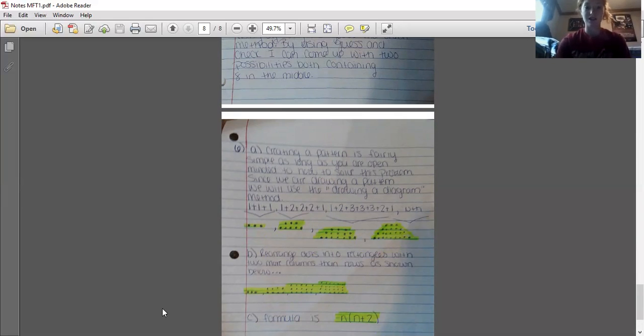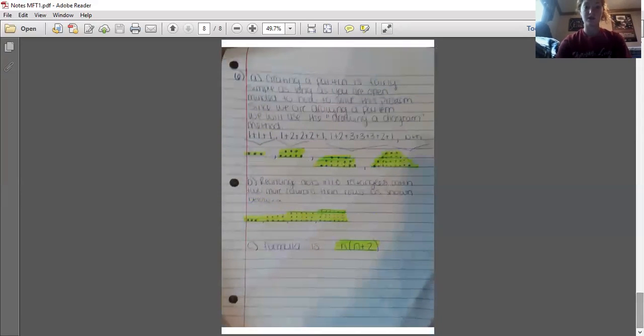So right here, 1 plus 1 plus 1, so that would be then 1 plus 2 plus 2 plus 2 plus 1, and so on. And then you see where I drew the rectangles, where we had to rearrange the dots into rectangles with 2 more columns than rows as shown below. The formula is n times the quantity of n plus 2.